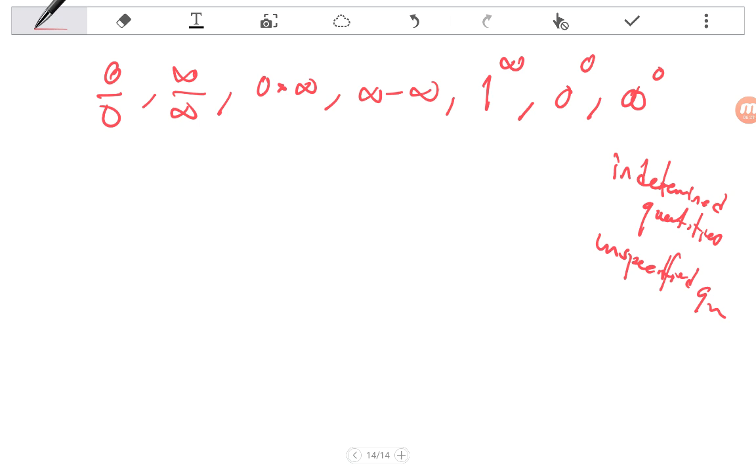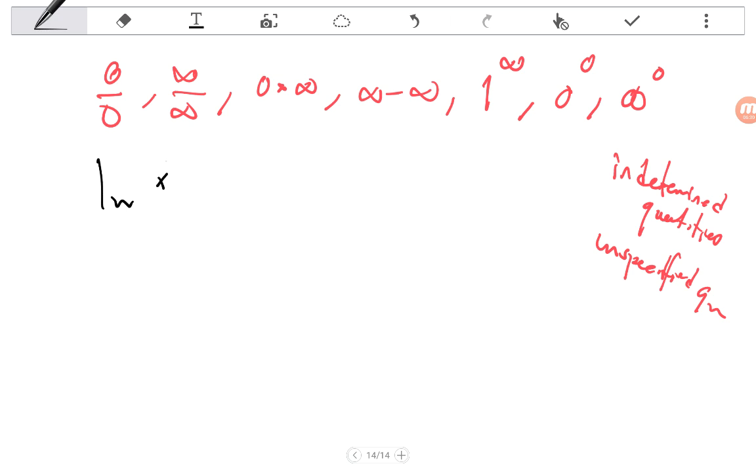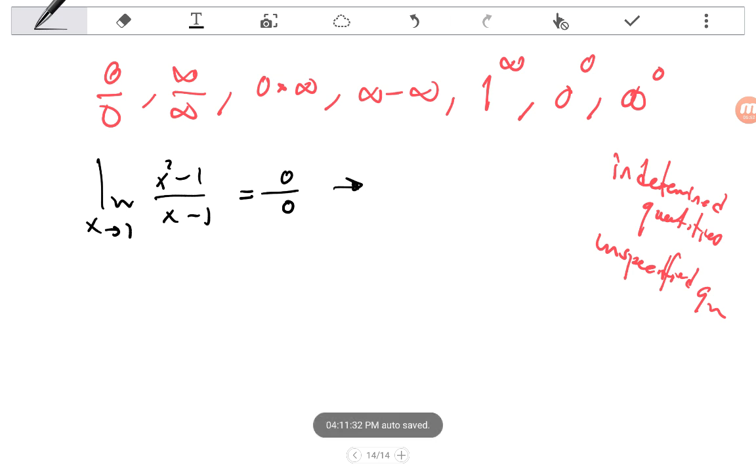What is the L'Hopital's rule? For example, let's check that last problem. Limit x squared minus 1 over x minus 1. First, I try direct substitution. It will be 1 squared minus 1, which will be 0 over 0. So this is one of the 7. Now I am allowed to use the L'Hopital's rule. If it gave me some number which is not one of these 7, I cannot use L'Hopital's rule.